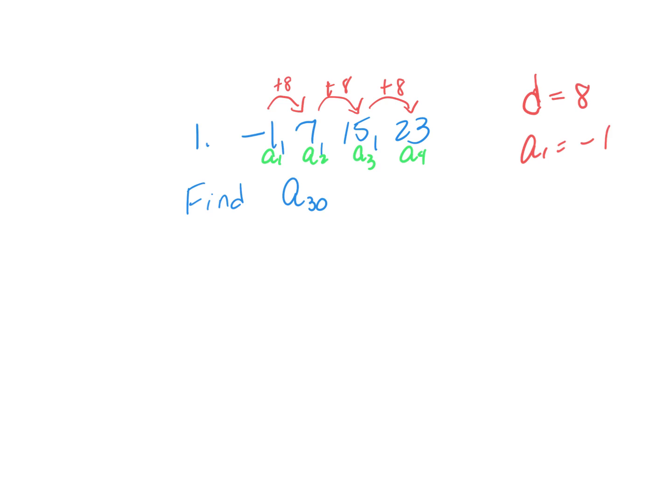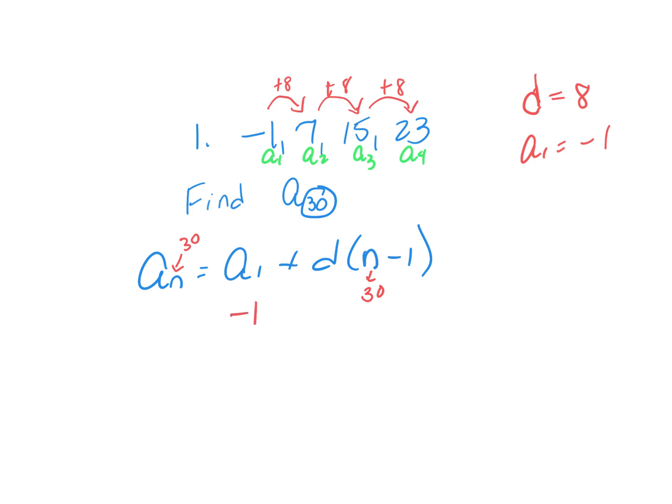And I wrote a formula up on the board to the right. And it says that AN equals A1 plus D times N minus 1. So we know that we want to find A30. That means N is 30. So if N is 30 there, it's also 30 here. So we know that A1 is -1 plus 8 times 30 minus 1, times 29. And you put that in your calculator and you can find the 30th term. So the 30th term is 231 when you plug it all in, and that is number 1.